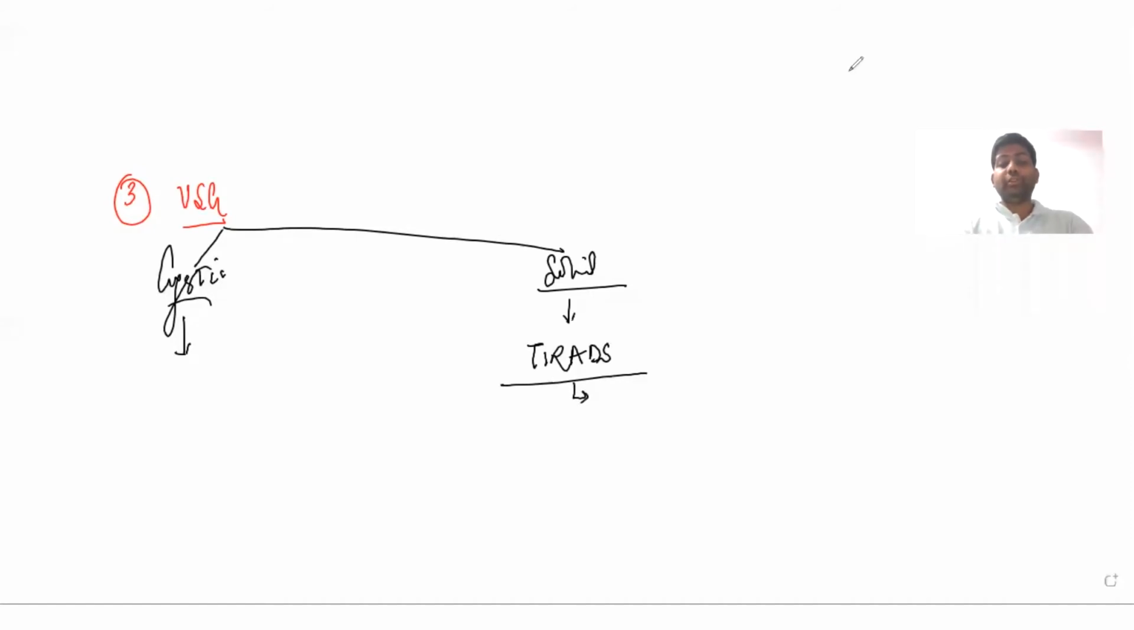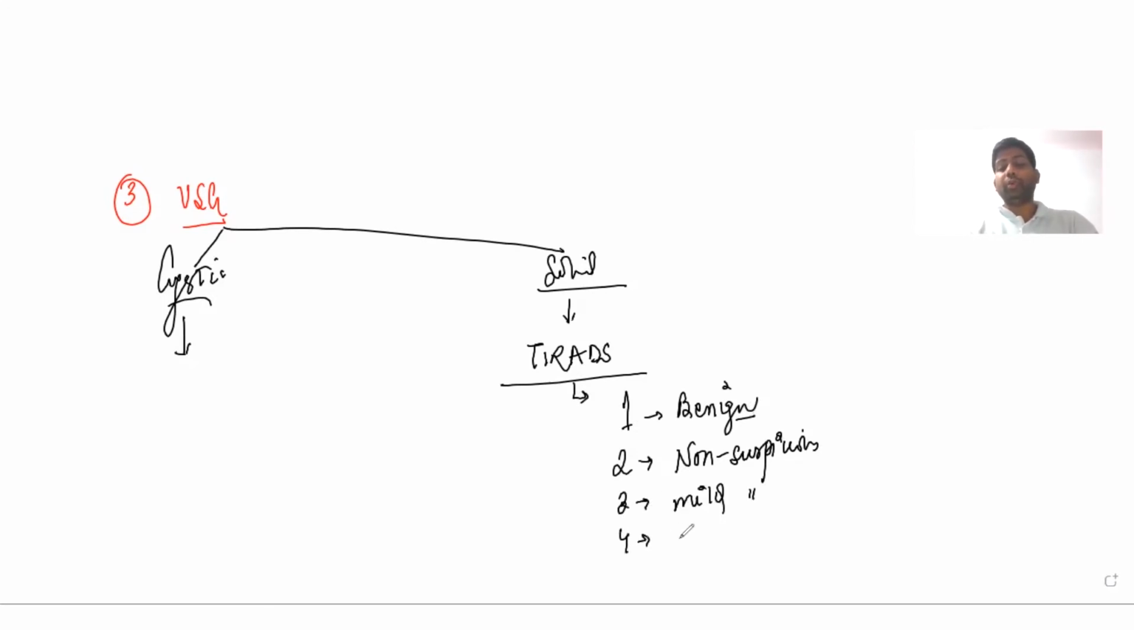So TIRADS 1 suggests that it's probably a benign lesion. We will look into the criteria which are taken into account during the TIRADS staging. If it is TIRADS 2, it is usually suggestive of a non-suspicious lesion. If TIRADS 3, it is mildly suspicious of malignancy. And if TIRADS 4, it is moderately suspicious of malignancy. And if TIRADS 5, it is highly suspicious of malignancy. So these are the TIRADS staging.